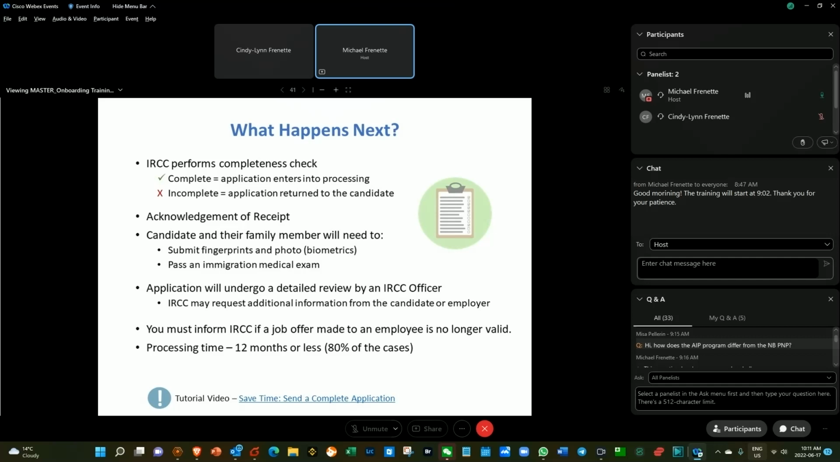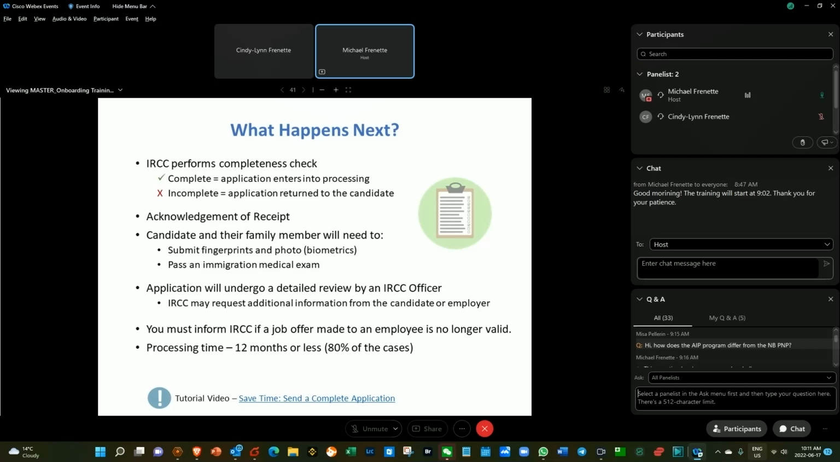Your candidate will receive an acknowledgement of receipt letter or email that will provide them with their IRCC office file number. At a later date, your candidate and family members will need to complete biometrics and pass an immigration medical exam. When the time comes, they will receive instructions from IRCC.